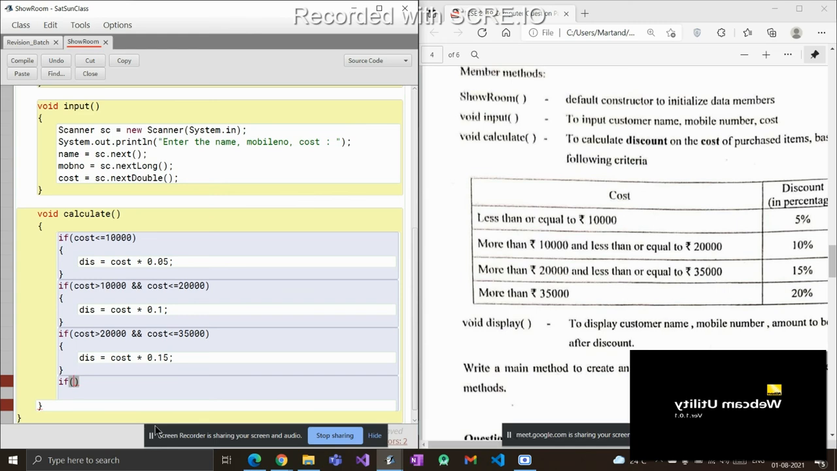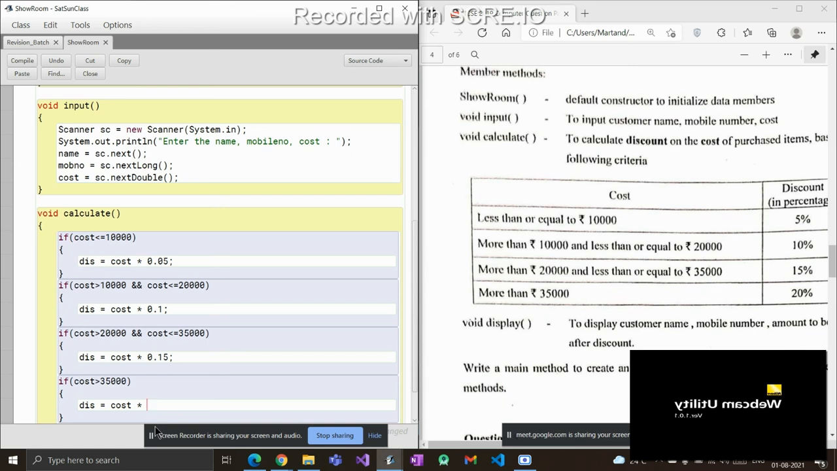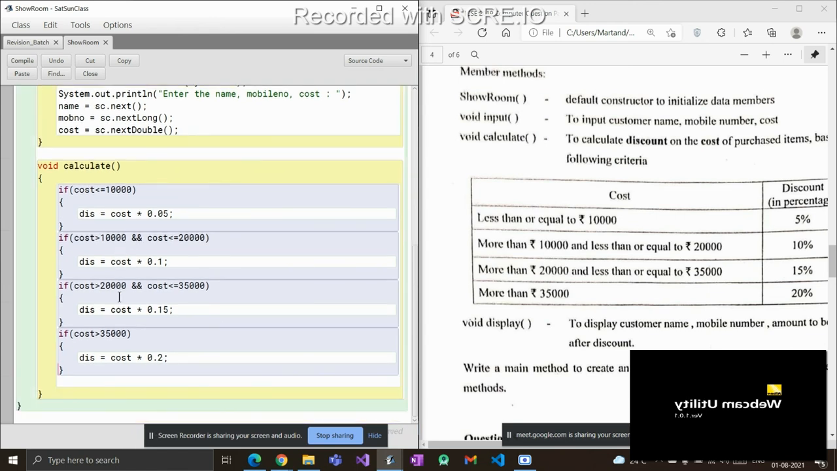So if now cost is greater than 35,000, I'll write dis equal to cost into 20%, so 0.2. So it will be 0.2. And we're done. And now see, don't forget to calculate the final amount.